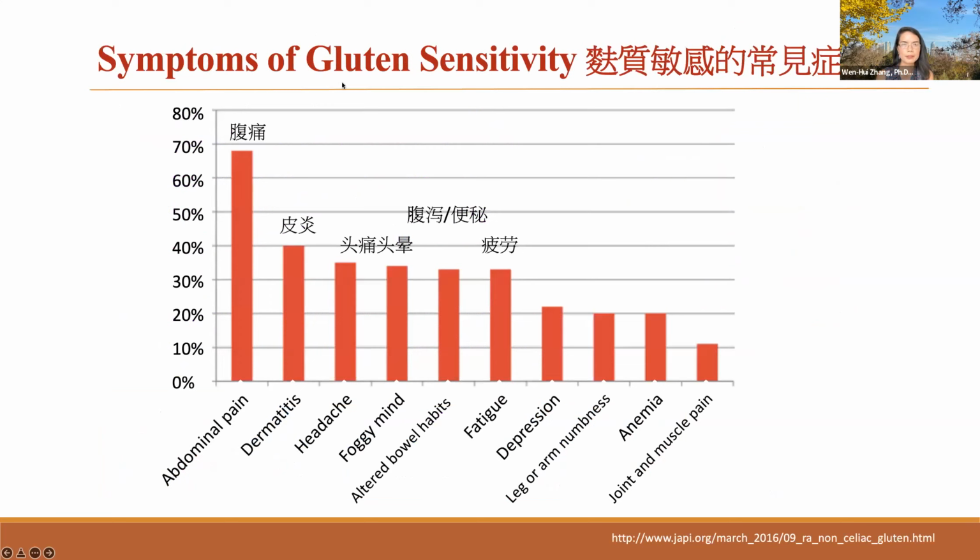So for people with gluten sensitivity, the common symptoms are abdominal pain and dermatitis, which is the inflammation of skin, and they also have headaches, foggy mind. So it affects our neurological system too. And it could have altered bowel habits, either diarrhea or constipation. And they may also experience fatigue and depression.